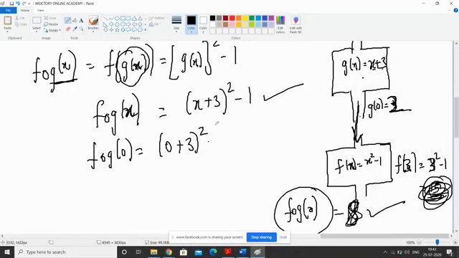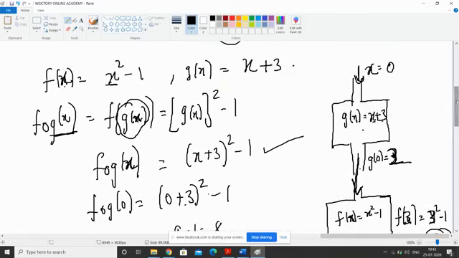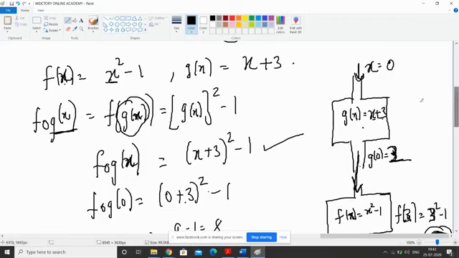So (0 plus 3) whole square minus 1. So that is 3 square, which is 9. 9 minus 1 is 8. Okay, so I think now it is clear to you. Either you do it in a two-step process or you do a single step process like this, you will get the same answer.